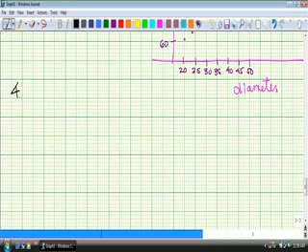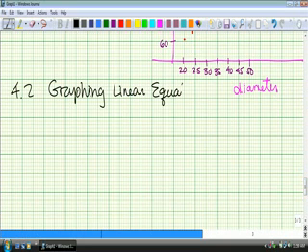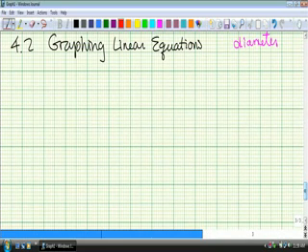Okay? So that's why we're going to go to 4.2. Graphing linear equations. Oh, y'all all in before y'all even know what's up, huh? Alright, let's see what the title says. It says graphing linear equations. When you think of linear equations, what do you think of? A line. You think of a line. So I'm going to graph a line. That's going to be the whole purpose of this, to graph a line.